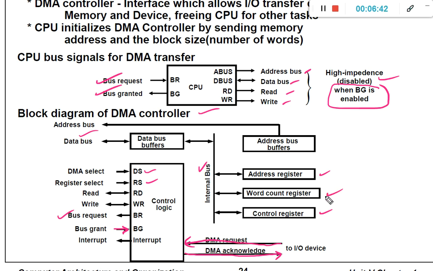Here the word count will be reduced after each and every word is transmitted from the IO device to the main memory, or from the main memory to the IO device. So it can perform two different operations, read operation as well as write operation. This is the control logic provided for the data transmission directly between the IO device and the main memory, which is called a DMA controller. The DMA controller performs the data transmission in case of direct memory access without the intervention of the CPU.